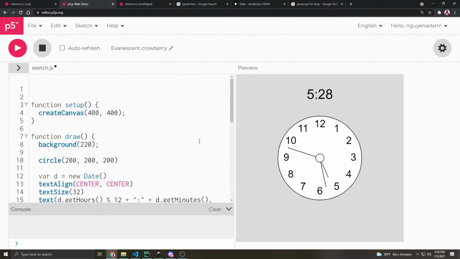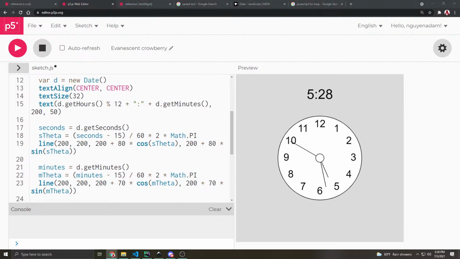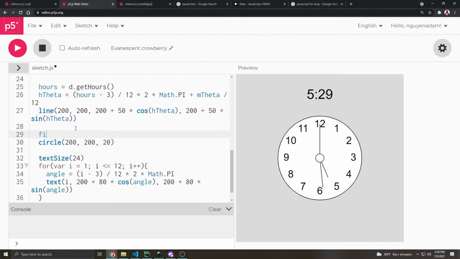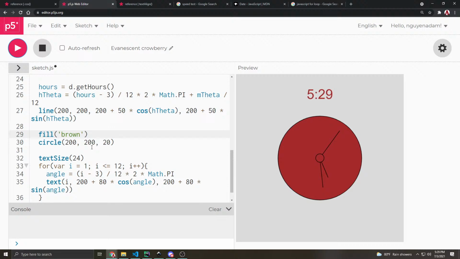We can also do something like fill in the circle down here. You can say fill. We can try brown. Is that gonna make everything brown? It's gonna make everything brown.